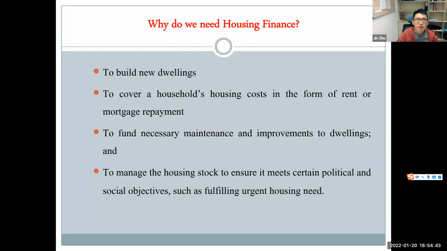We just list some purposes. Yes, build new dwellings, and also cover household housing costs in the form of rent or mortgage repayment. And as you mentioned, we can stop housing deterioration, and we need necessary maintenance and improvement to dwellings. We also manage the housing stock to ensure it meets certain political and social objectives, such as fulfilling urgent housing needs. This is very prevailing, as we can see after the World War. You can have more answers, but these are very important, I think.